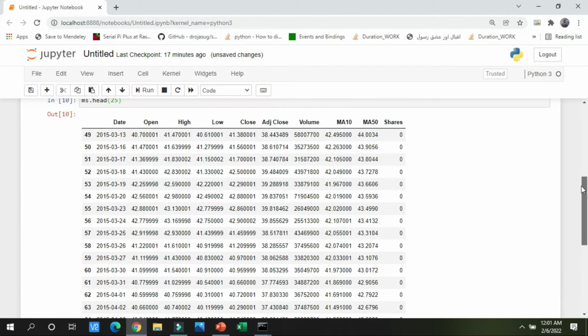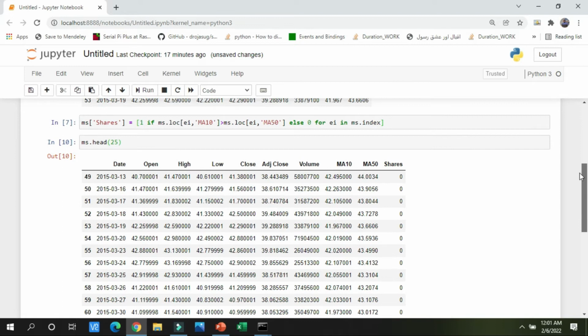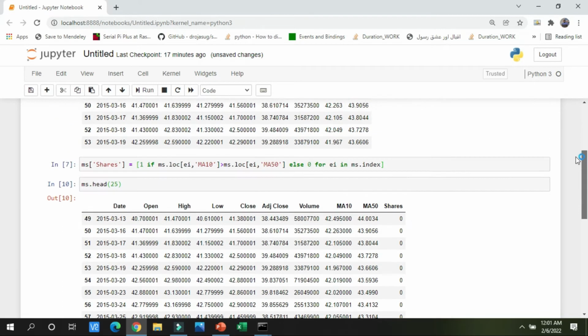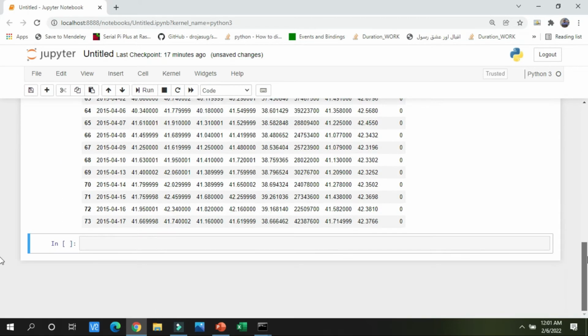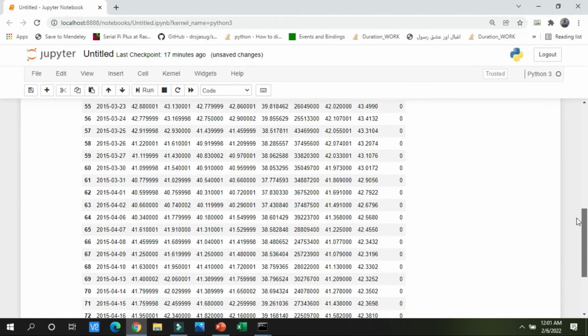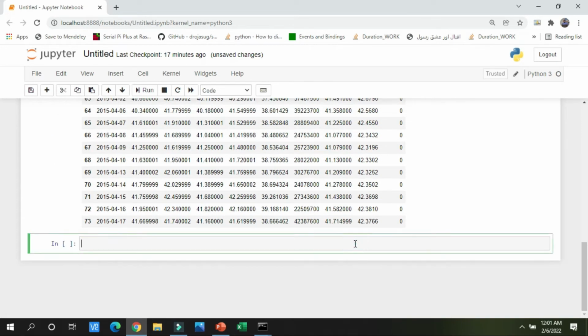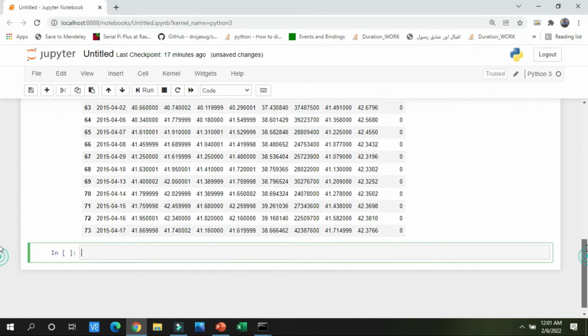In the above 73 rows, there are no MA10 values greater than MA50, but you will find it later in the next values. Okay, so let me move forward.